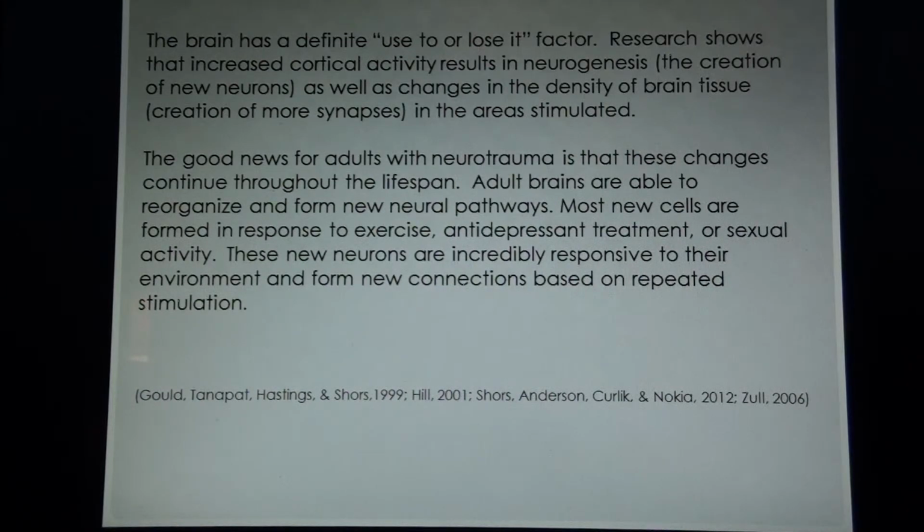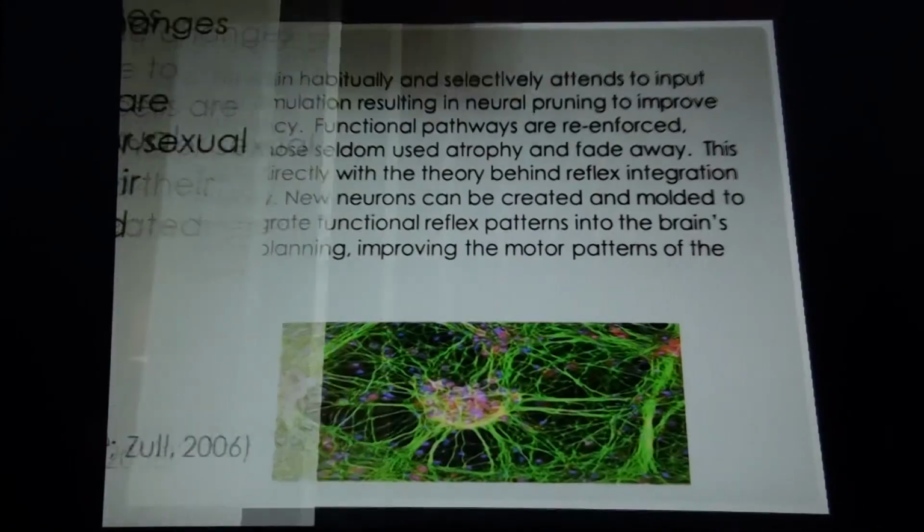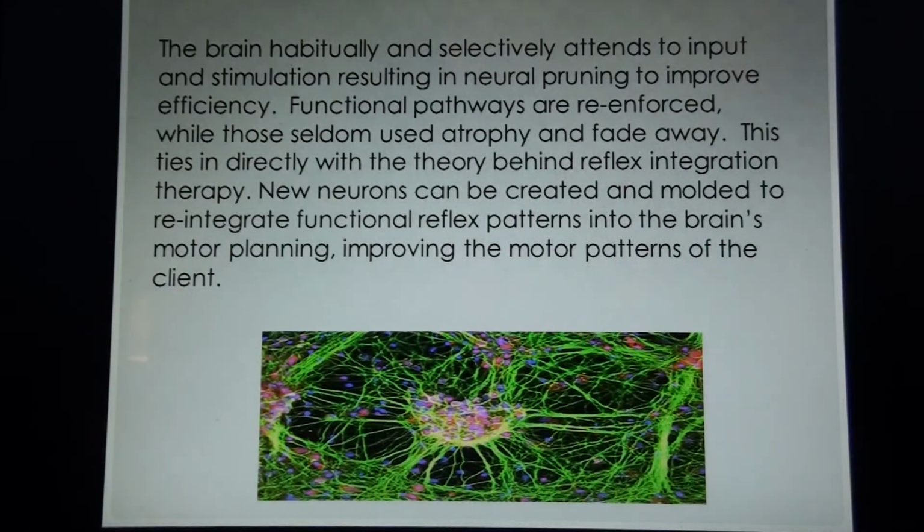Most new cells are actually formed in response to exercise, antidepressant treatment, or sexual activity. These new neurons are incredibly responsive to their environment and form new connections based on repeated stimulation. The brain habitually and selectively attends to input and stimulation, resulting in neural pruning to improve efficiency. Functional pathways are reinforced, while those seldom used atrophy and fade away.